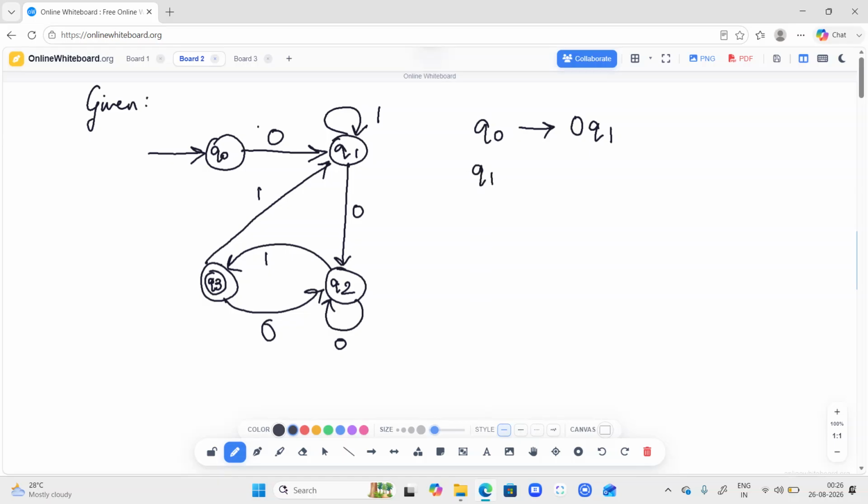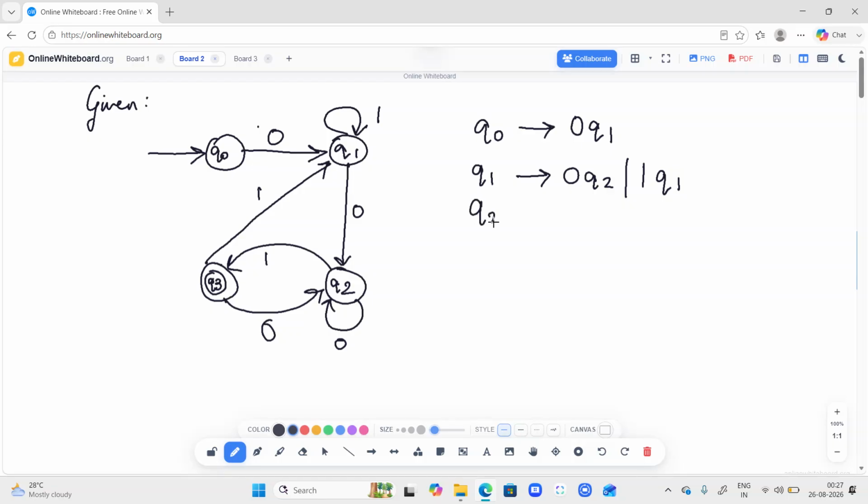Then we'll move on to Q1. Q1 on 0 reaches state Q2. Q1 on 1 is a self loop. So on 1 it is a self loop. There are only these two outgoing arrows.